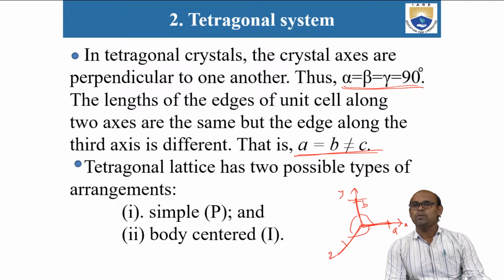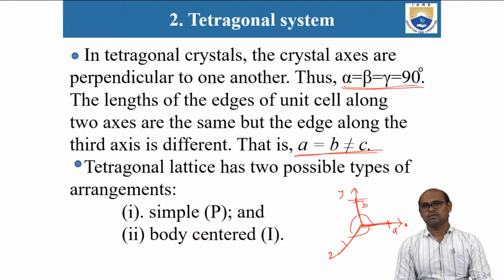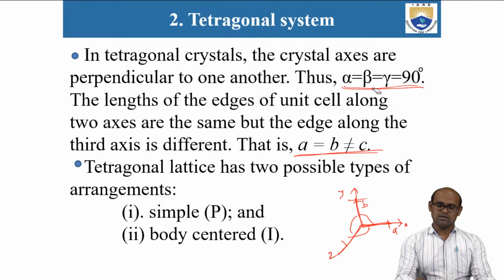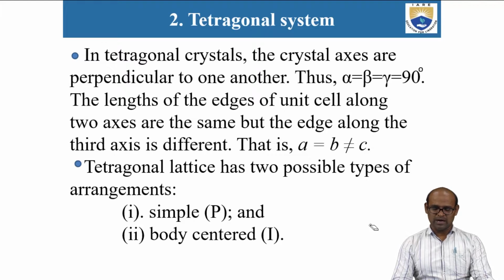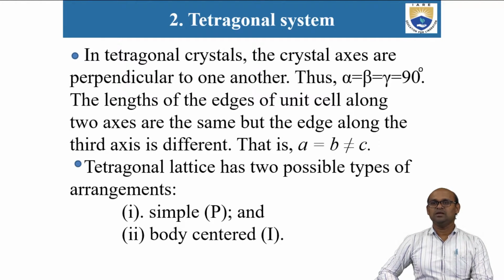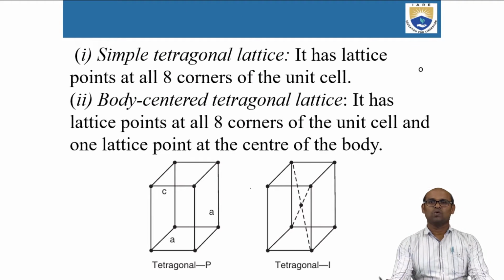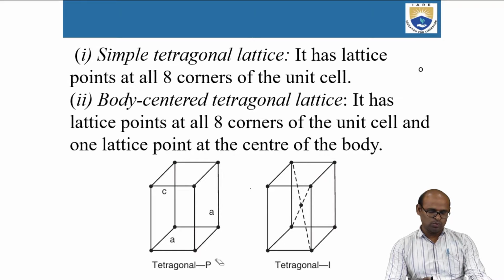Tetragonal lattice has 2 possible types of arrangement. One is the simple tetragonal system and the other is the body centered tetragonal system. So even in the tetragonal crystal system, you have one primitive lattice. The simple tetragonal system is a primitive lattice, that means it has only one lattice point per unit cell, and the non-primitive unit cell is the body-centered tetragonal system. So these are the two tetragonal crystal systems: primitive or simple tetragonal and body-centered tetragonal.